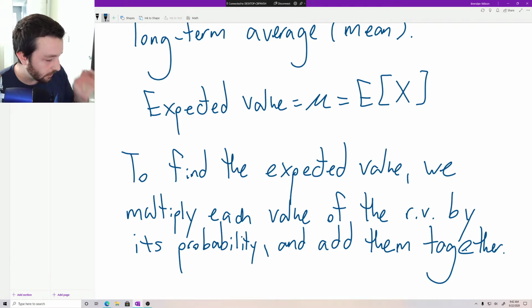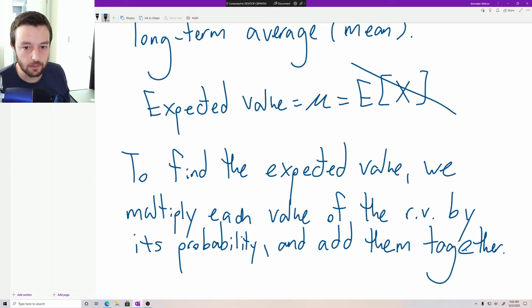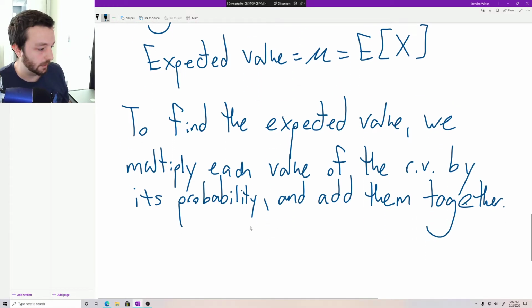I haven't seen that notation in the book, at least in the first few sections. Maybe it was in there. They usually are just writing out mu or writing expected value in words, but most books will use this notation.